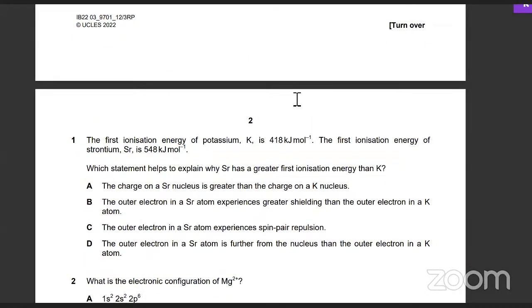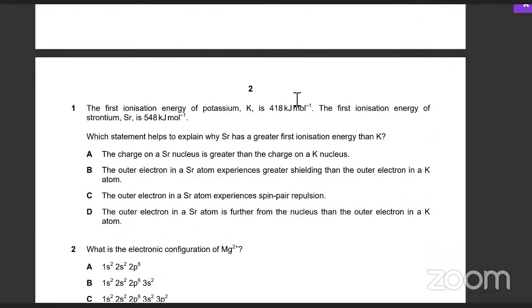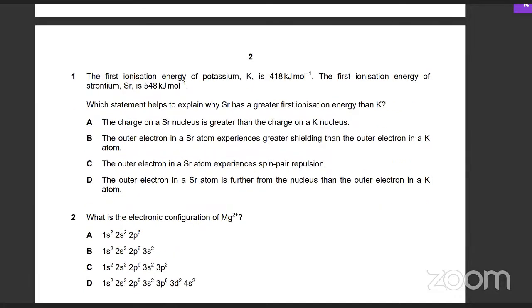So this one is March 22 question paper 1-2. Okay, we're going to start with this one. So the first part, okay, let's start.